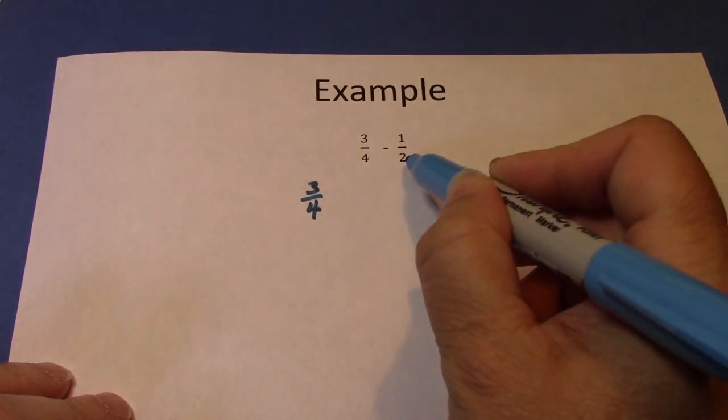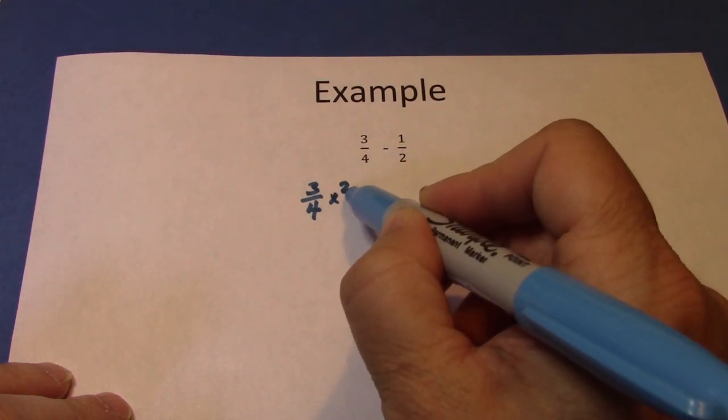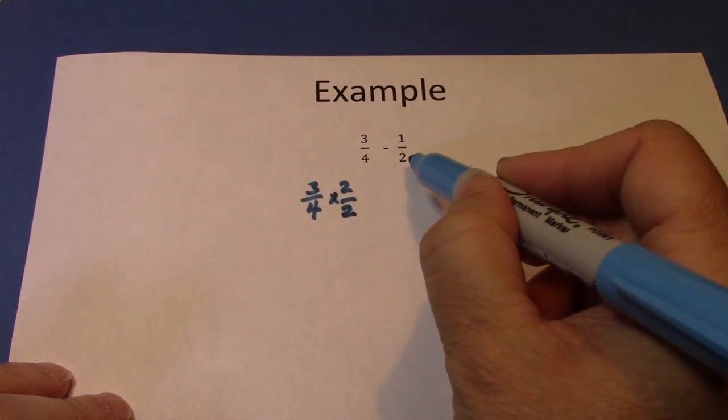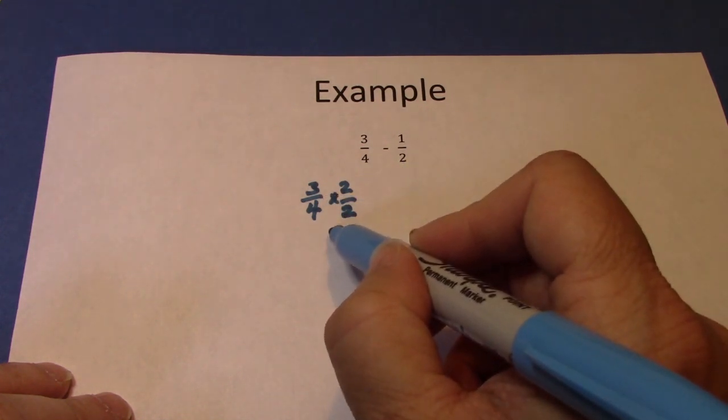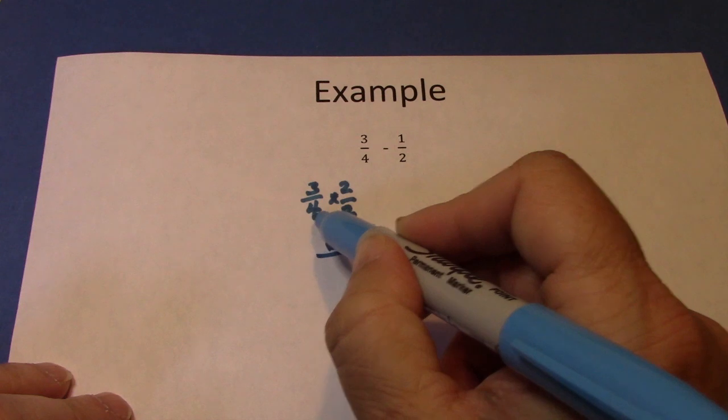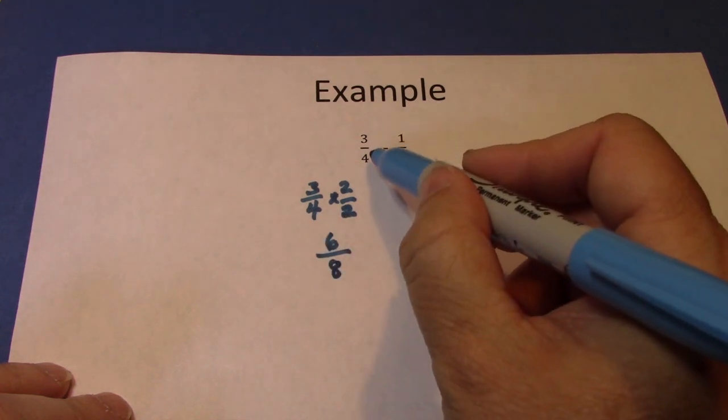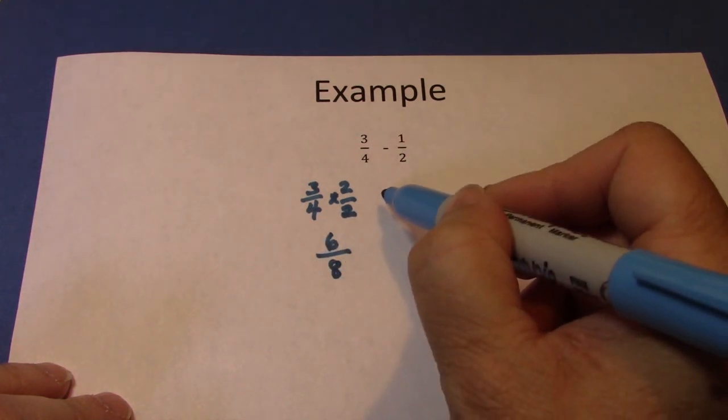3/4. We're going to multiply by 2 over 2. Right, that's the other denominator. And we're going to get 3 times 2 is 6. 4 times 2 is 8. So 3/4 is the same as 6/8.